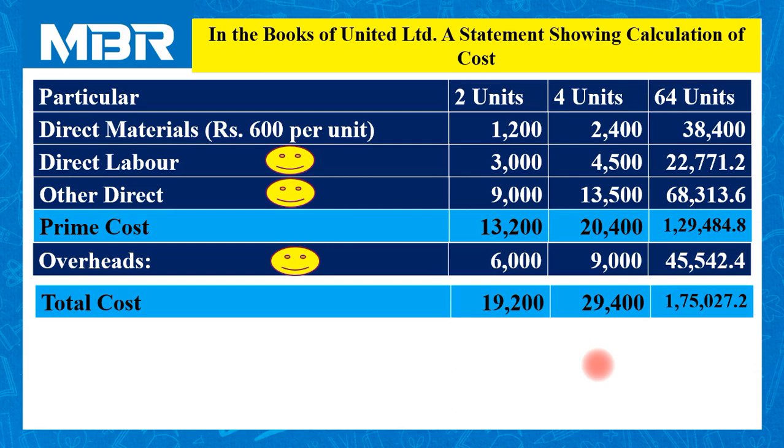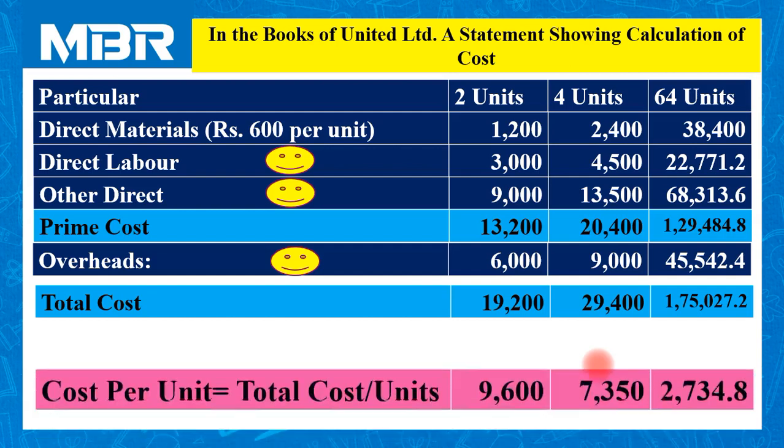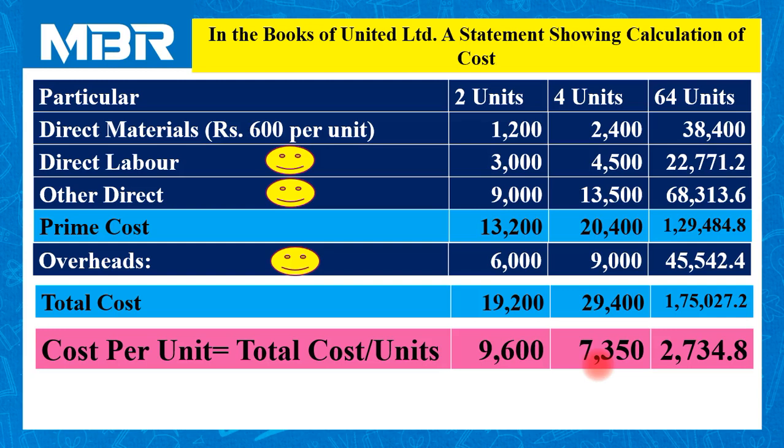Here, our calculation comes to an end, but not our answer. As per the information given in the question, we need to calculate total cost per unit when we have manufactured 2 units, 4 units, and 64 units. So, 19,200 rupees is the cost of manufacturing 2 units. So, 19,200 divided by 2, per unit cost is 9,600.